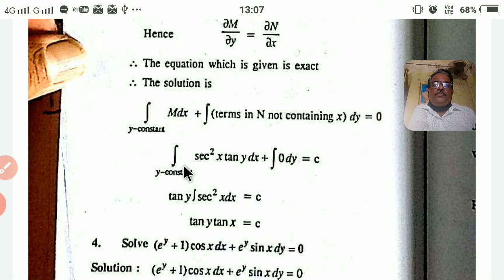Next, keeping y constant, tan y is constant, so take that outside the integral sign. Now the integration of sec square x dx gives tan x. So tan y tan x equal to c. So this is the solution of the given differential equation.